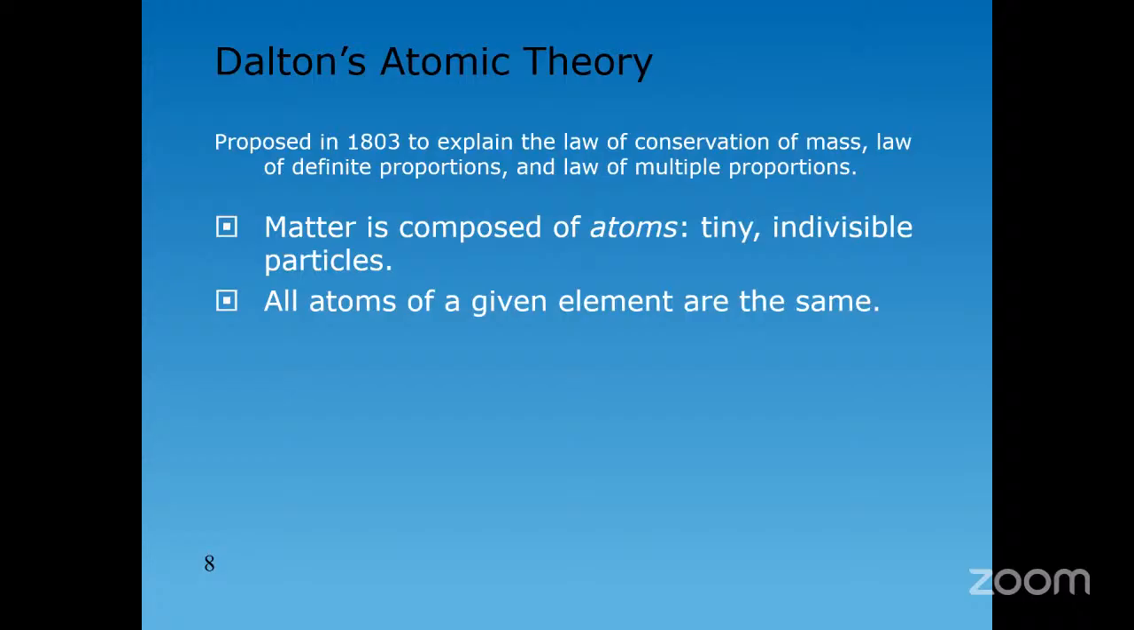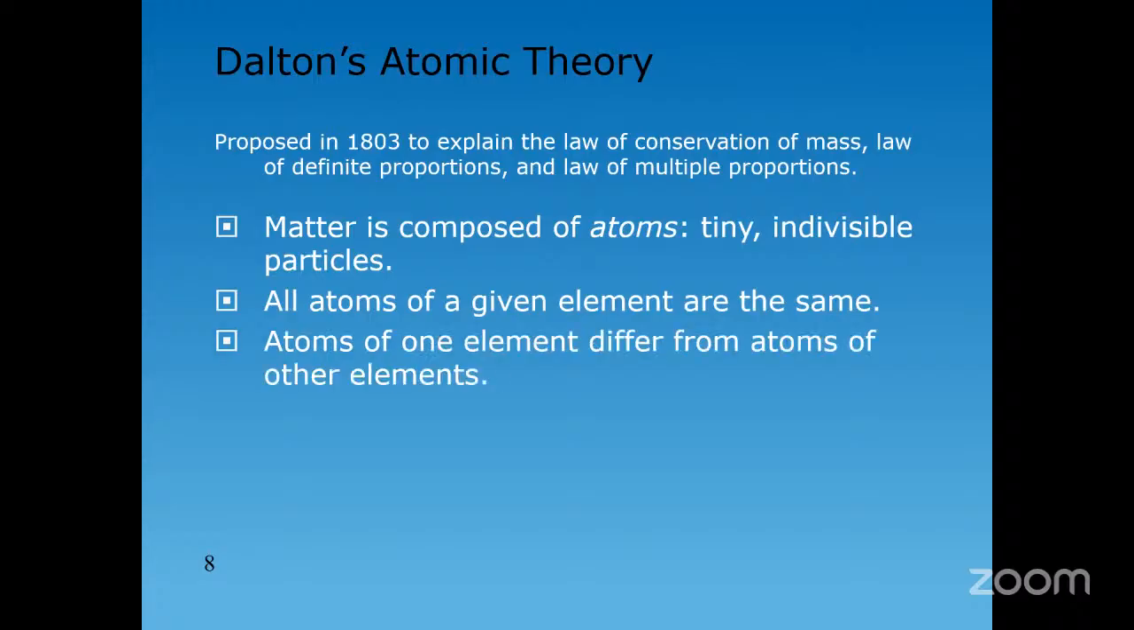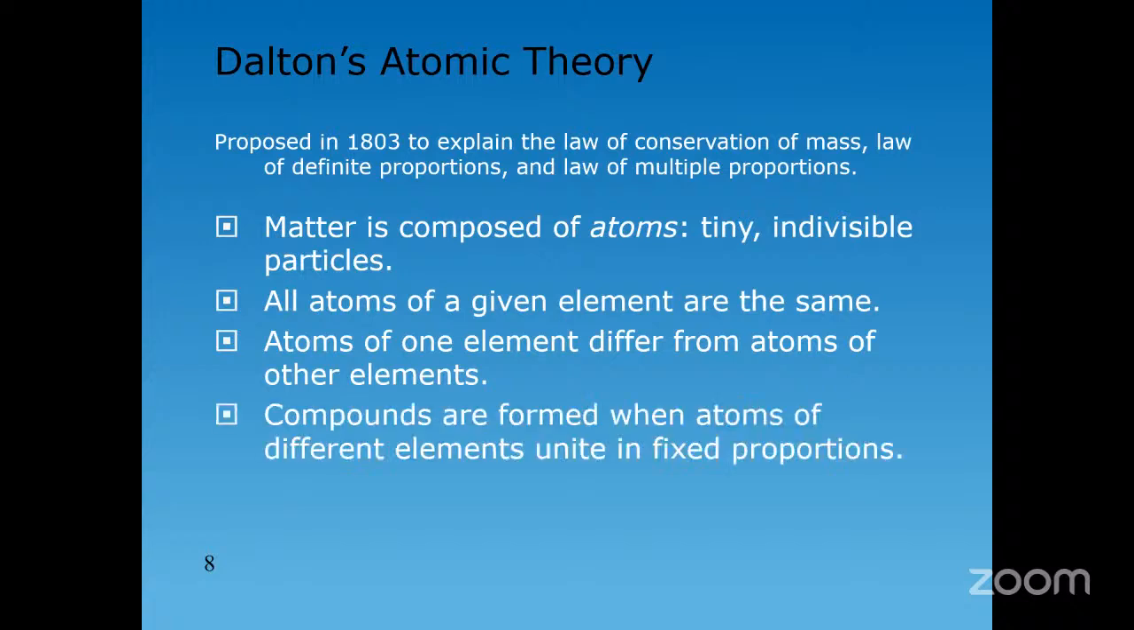Okay, the next assumption of his theory is that all atoms of the same element are identical, basically. So what he's saying is that if you could see 2 atoms of the same element, they will look identical. The next one is that atoms of different elements will look different, right? So that's basically the third assumption. And then in the fourth assumption, compounds are formed when atoms of different elements unite in fixed proportions.